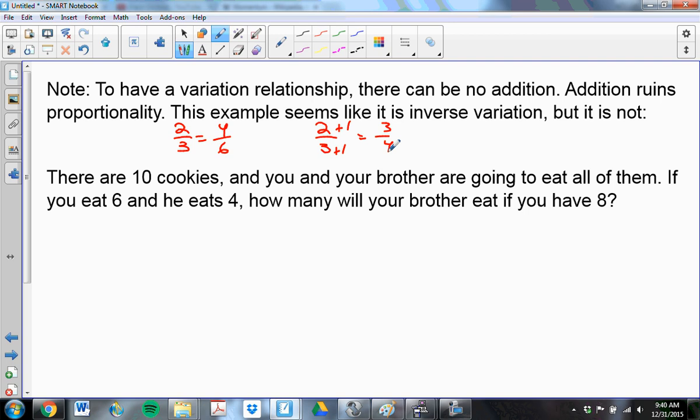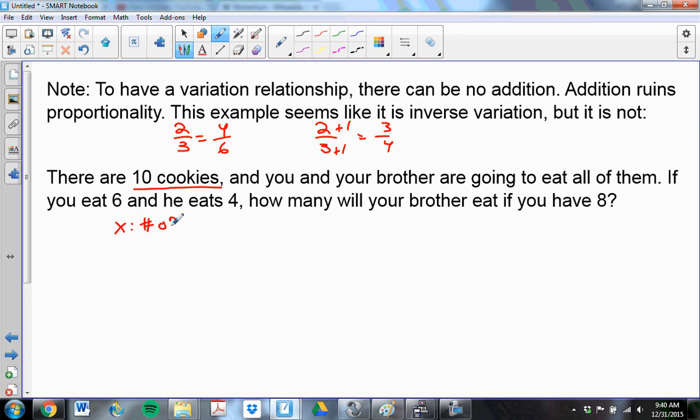So if ever you have a plus or minus somewhere in your equation or in your reasoning, you've lost the variation relationship. An example is there are 10 cookies and you and your brother are going to eat all of them. A lot of people think this is a variation because the more cookies I eat, the less my brother eats. If I eat 8, he eats 2. If I eat 9, he eats 1. The more I have, the less he has. But that's not inverse variation because this actually sets up like this.